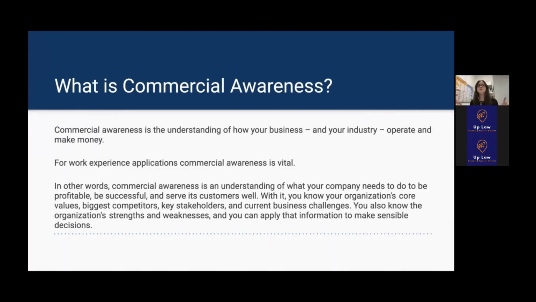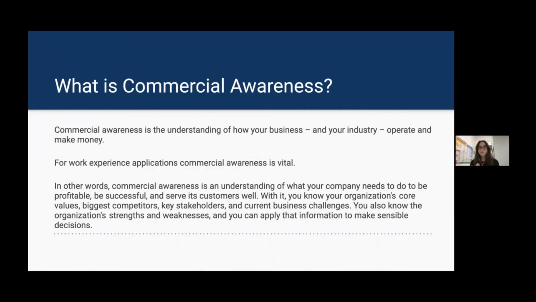That's more targeted and encouraged for applicants at university level. But if you're in Year 12 and 13, it's a great way to differentiate yourself from other candidates who may not have heard of commercial awareness before. In other words, commercial awareness is the understanding of what your company needs to be profitable, successful, and to serve its customers well.